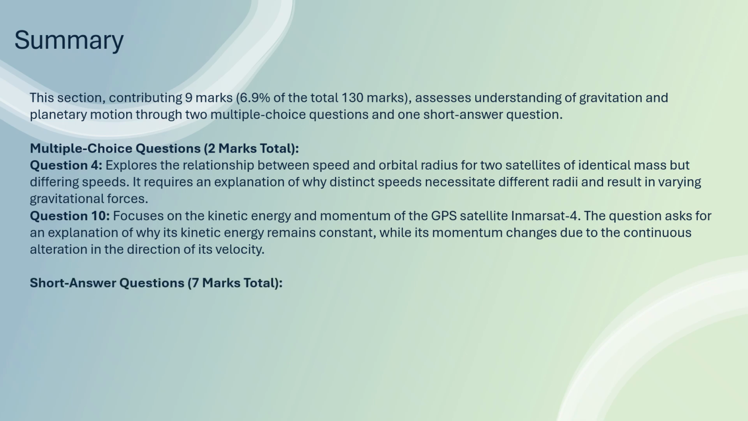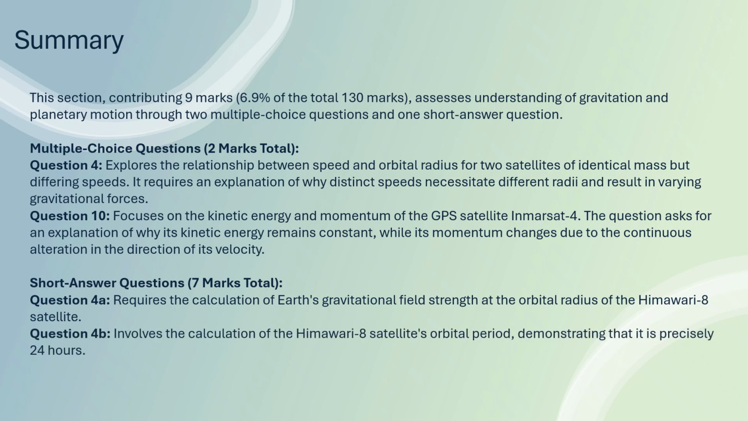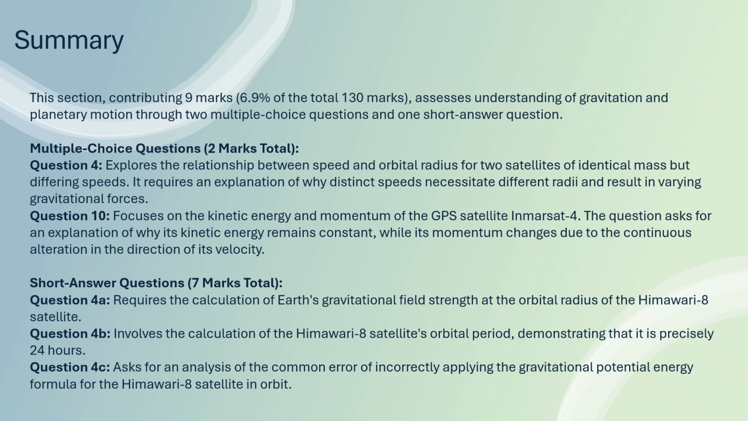Short answer questions, 7 marks total. Question 4a requires the calculation of Earth's gravitational field strength at the orbital radius of the Himawari 8 satellite. Question 4b involves the calculation of the Himawari 8 satellite's orbital period, demonstrating that it is precisely 24 hours. Question 4c asks for an analysis of the common error of incorrectly applying the gravitational potential energy formula for the Himawari 8 satellite in orbit.